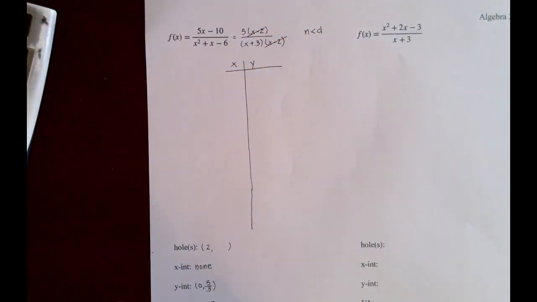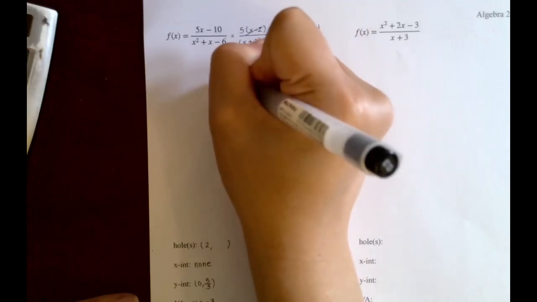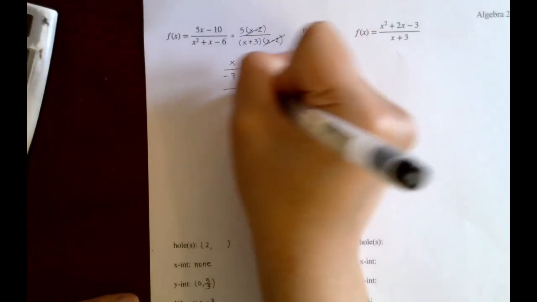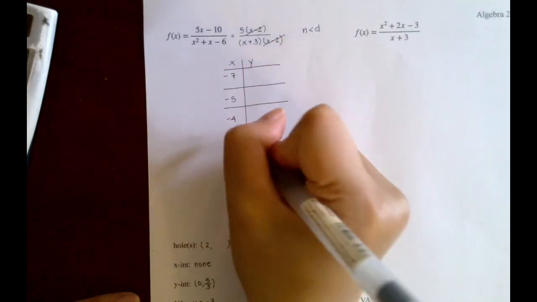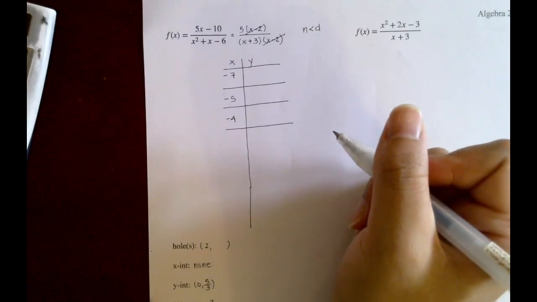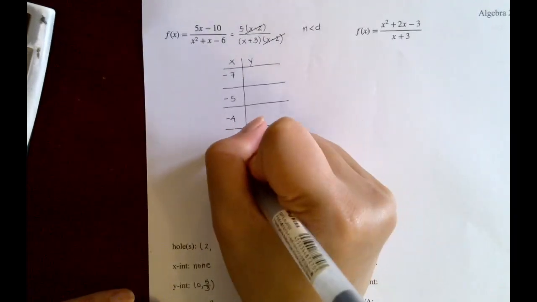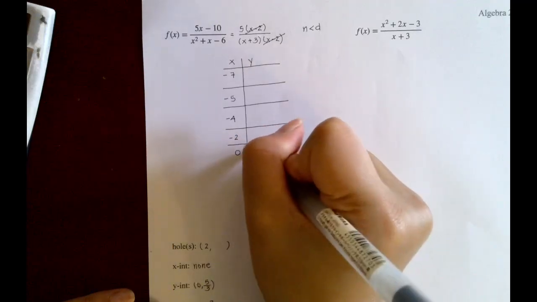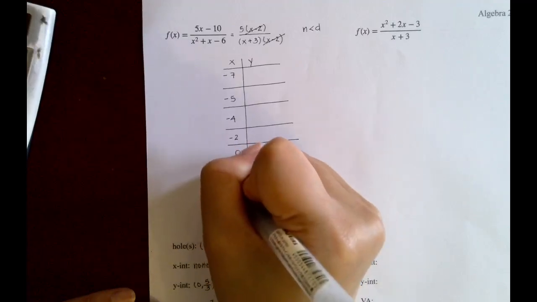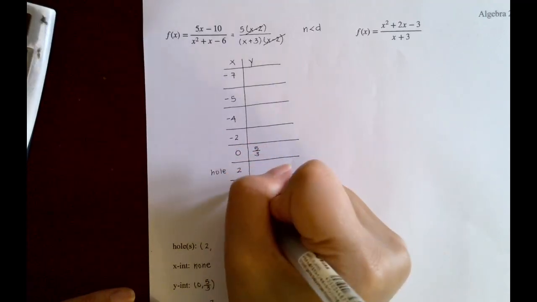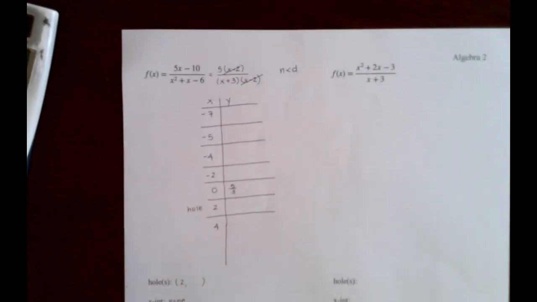So since our vertical asymptote is at negative 3, let's do some like negative 7, negative 5, and negative 4. Negative 3 is our vertical asymptote, so then let's do some like negative 2. We already have one at 0, that's our y-intercept we knew was 5/3. Let's do 2. This is where our hole is. And then maybe let's do 4. Okay, so let's plug it in.